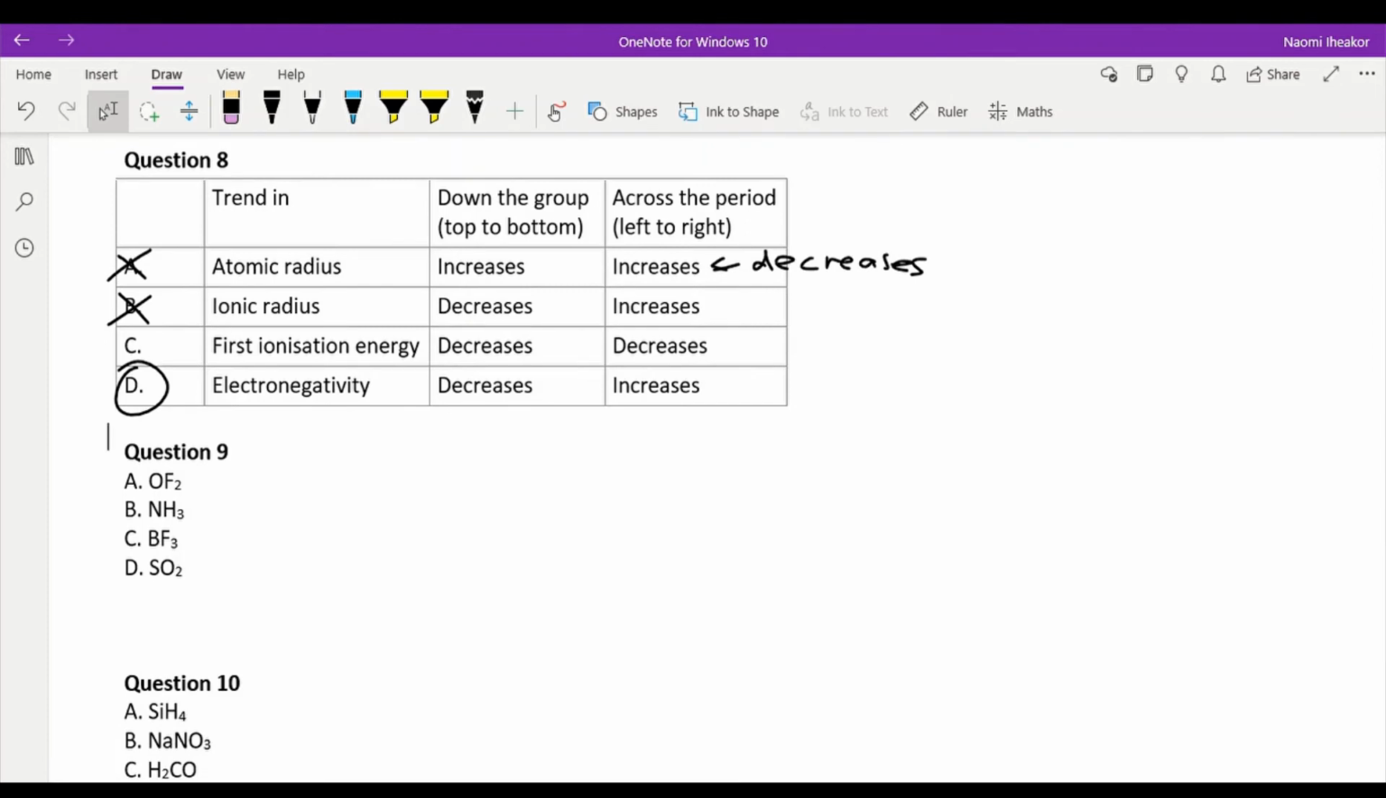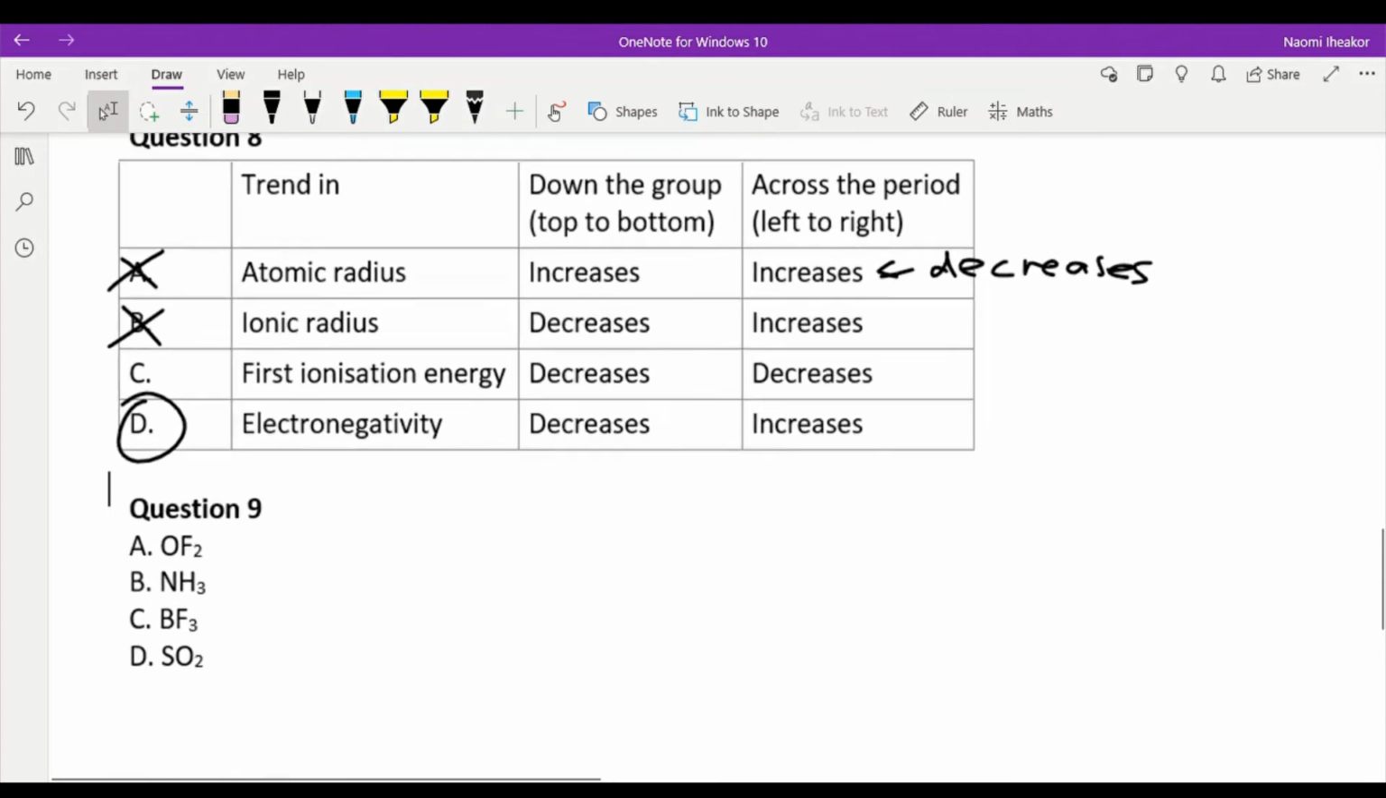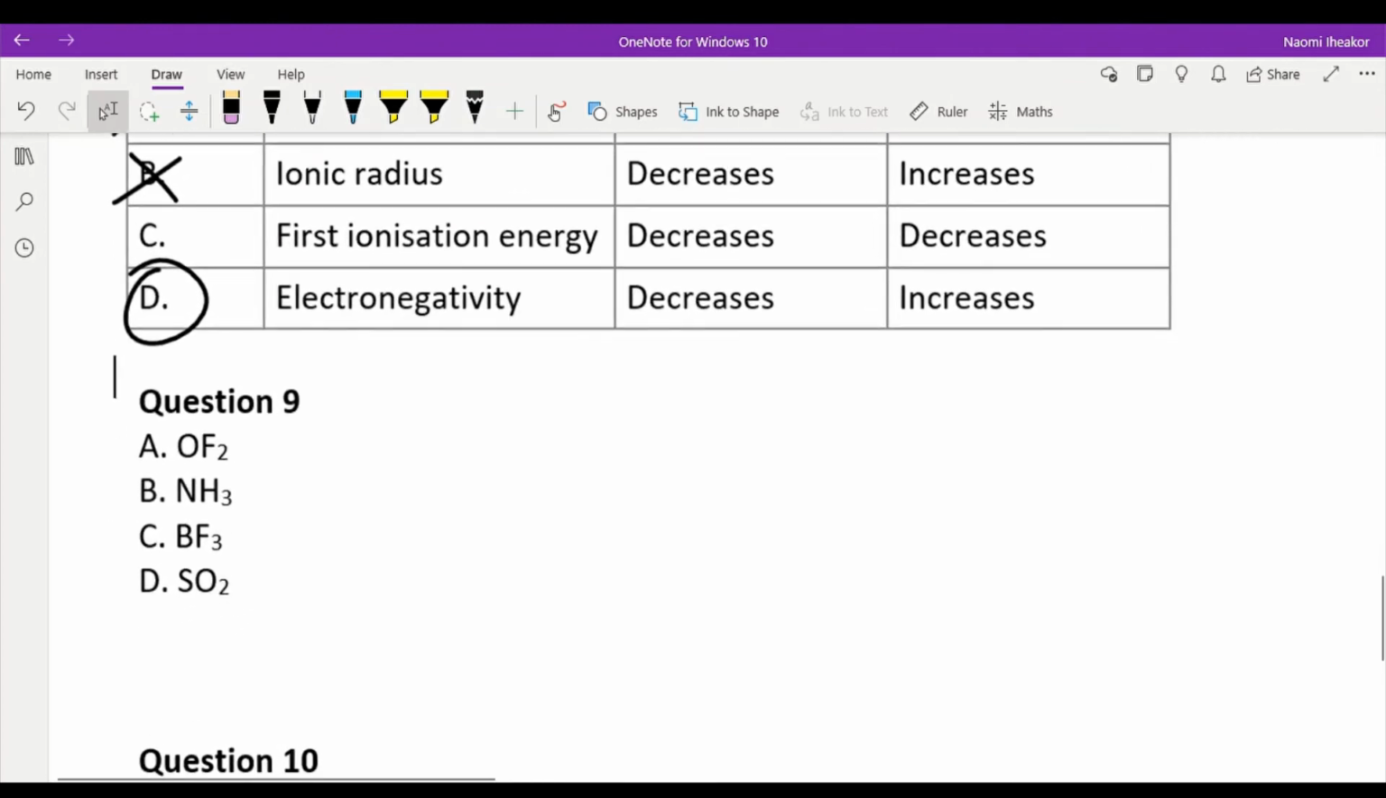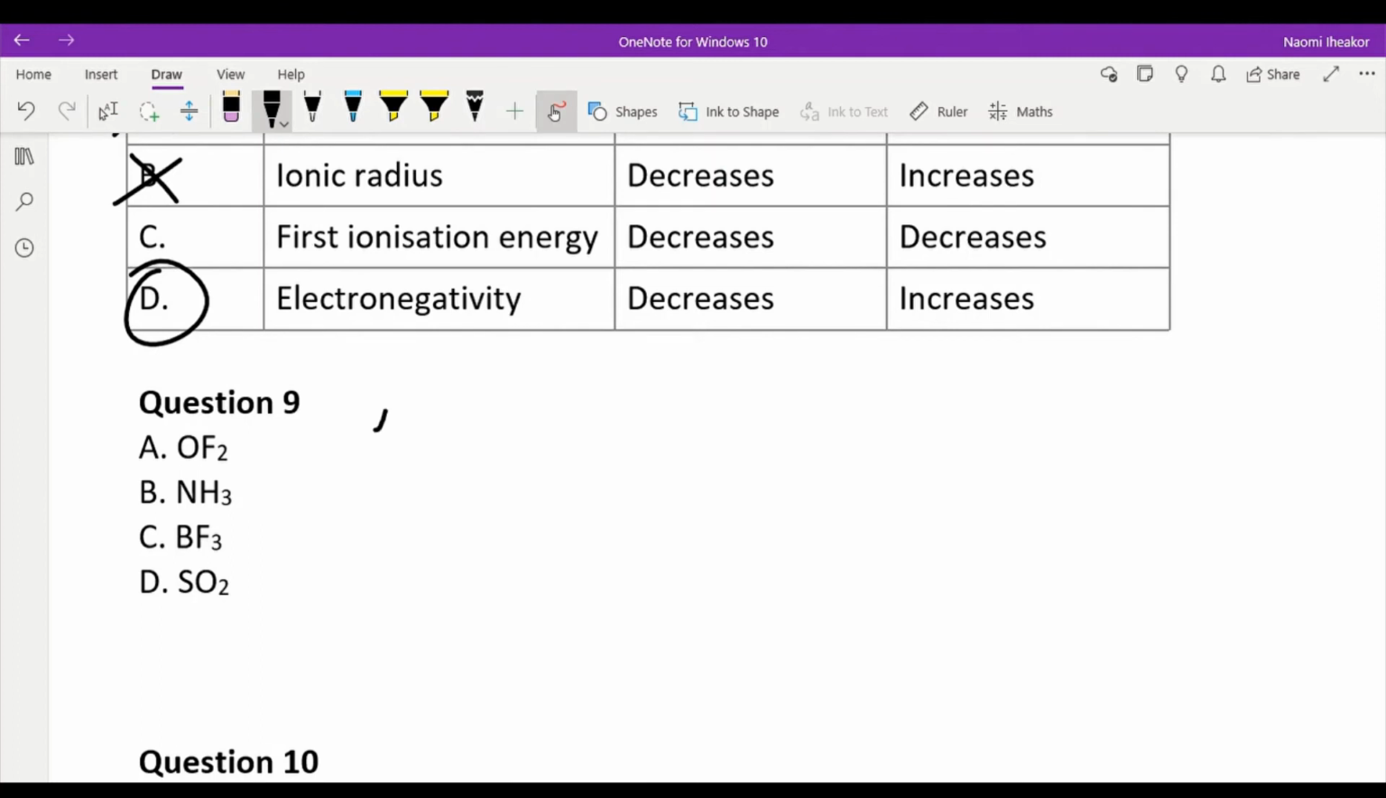Having a look at question 9, which molecule is non-polar? So we need to draw in Lewis structures. So if we have a think about A, we've got oxygen with 1, 2, 3, 4, 5, 6, fluorine has 7, 1, 2, 3, 4, 5, 6, 7. So if we have a think about this, because of the lone pairs, this is not going to be a linear structure. It's actually going to be sort of bent in shape, so it'll look like this.